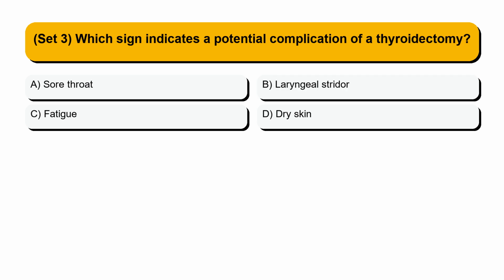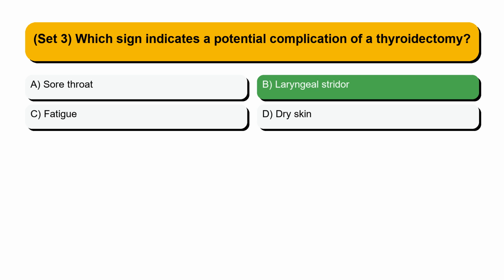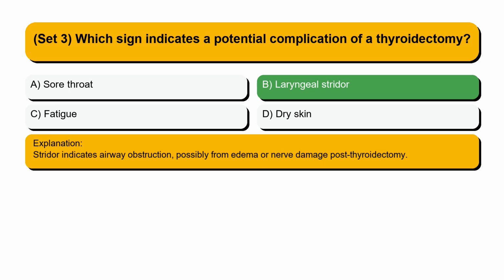Question 3. Set 3. Which sign indicates a potential complication of a thyroidectomy? Option A. Sore throat. Option B. Laryngeal stridor. Option C. Fatigue. Option D. Dry skin. The correct answer is option B. Laryngeal stridor. Stridor indicates airway obstruction, possibly from edema or nerve damage post-thyroidectomy.